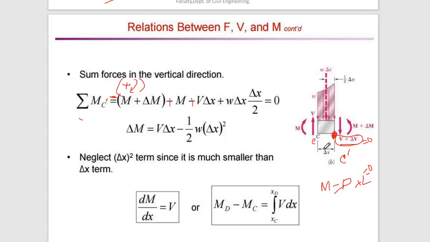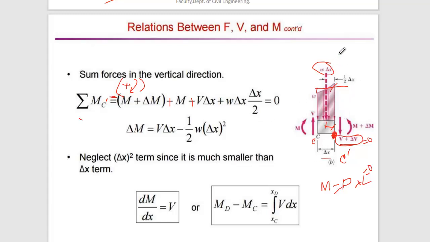So what is the distance? V into del x. This is the moment. Now we have another moment, which is from the load, and since we consider this equivalent to a rectangle, what is the distance of the CG for a rectangle? Half, so del x by 2.